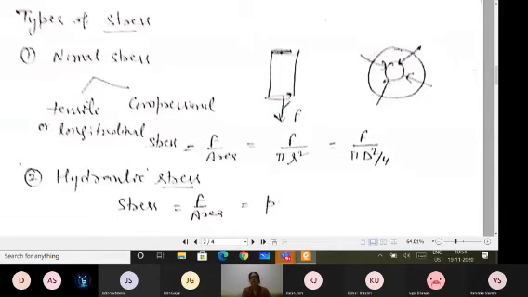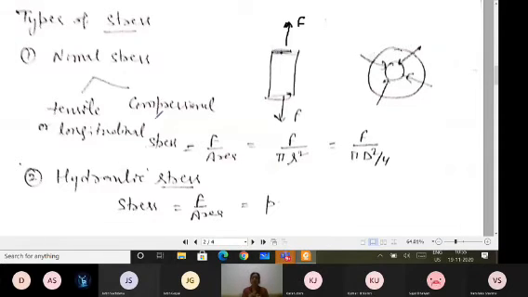Then if I'm applying the force normally, I'm pulling it both the sides. Here also I can apply the force normally. Then I'm simply increasing its length. If I stretch it outwards, then the normal stress, which is bringing the change in the length or increasing the length, that is known as tensile or longitudinal stress.